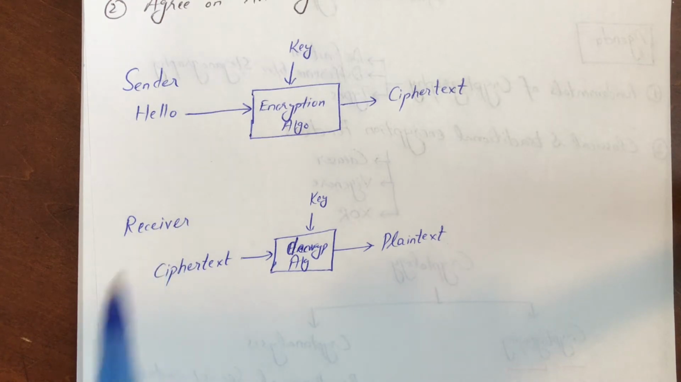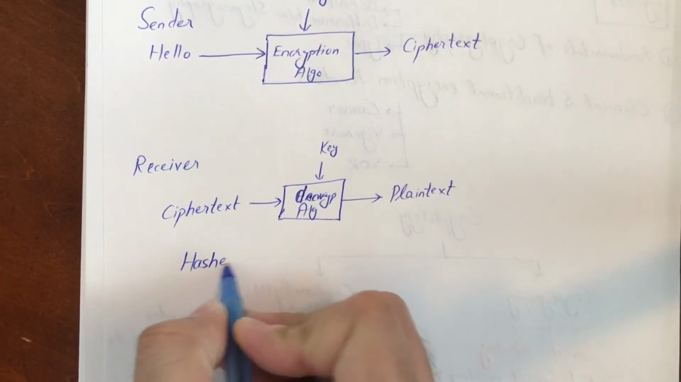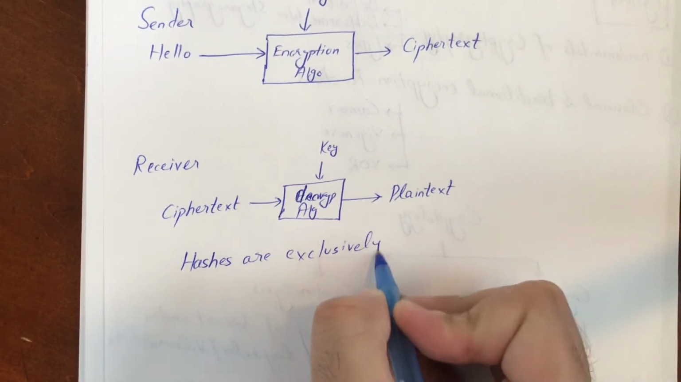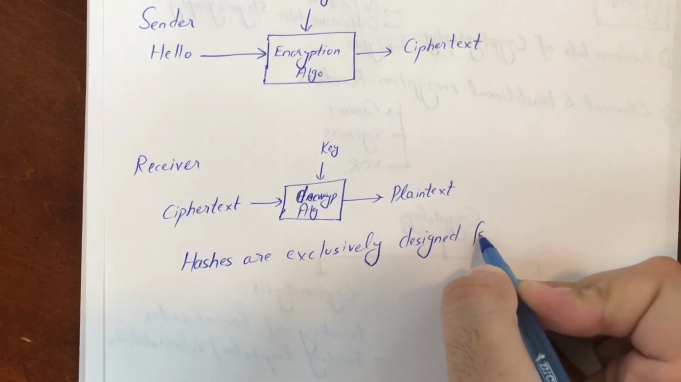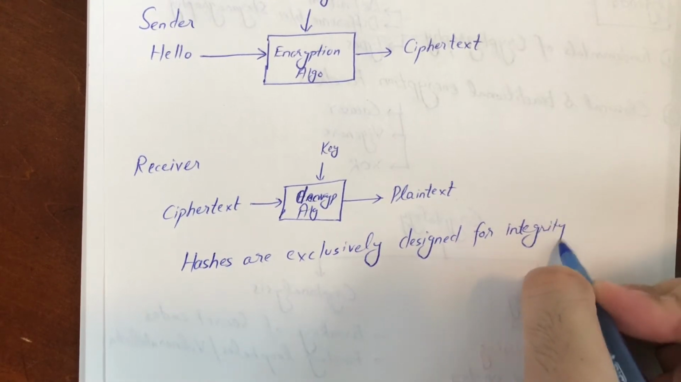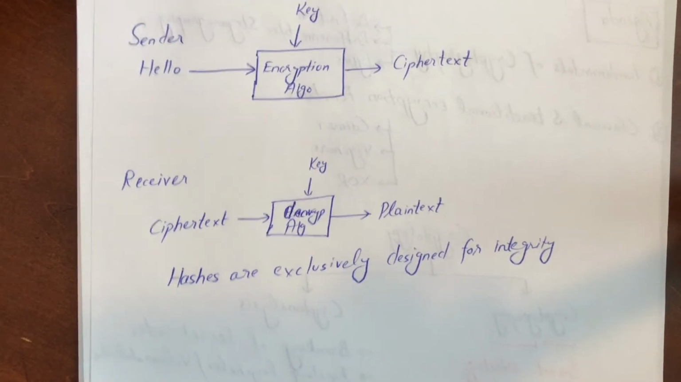Unlike in hashing, if you calculate a hash of a message and you know the hash, you cannot retrieve the original plain text back. So please remember one thing: hash functions or hashes are exclusively designed for integrity, not for encryption, not for cryptography, encryption and decryption.